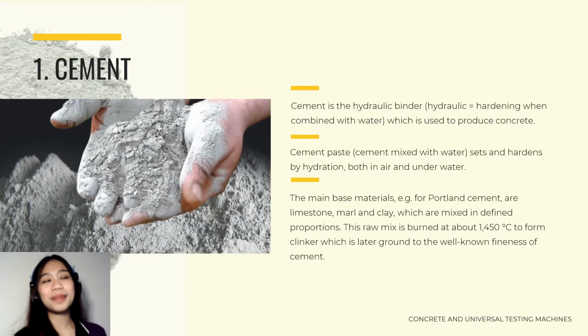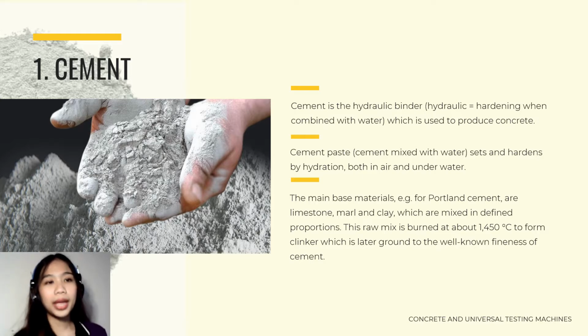So, umpisahan naman natin to kay cement. So, ano nga ba si cement? So, cement is the hydraulic binder which is used to produce concrete. So, pag sinabi natin hydraulic, it means hardening when combined with water. So, nakakabuo tayo ng cement paste kapag yung cement natin ay minix natin sa water. And it sets and hardens by hydration both in air and underwater.